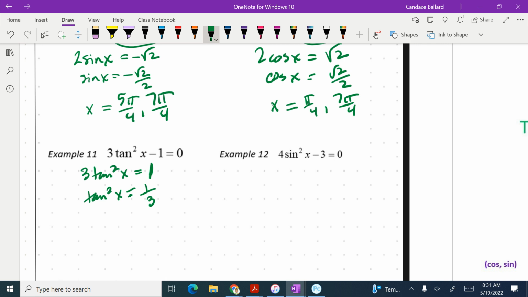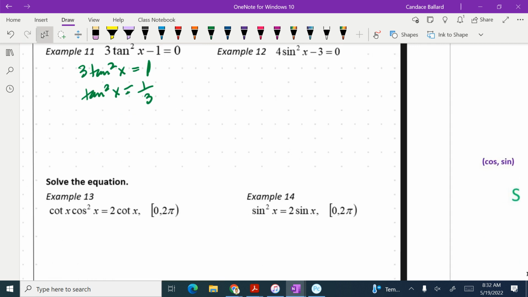Okay. How do I undo a square? Square root. What has to go in front? Plus or minus. What's the square root of 1? So I've got plus or minus 1 over square root of 3.